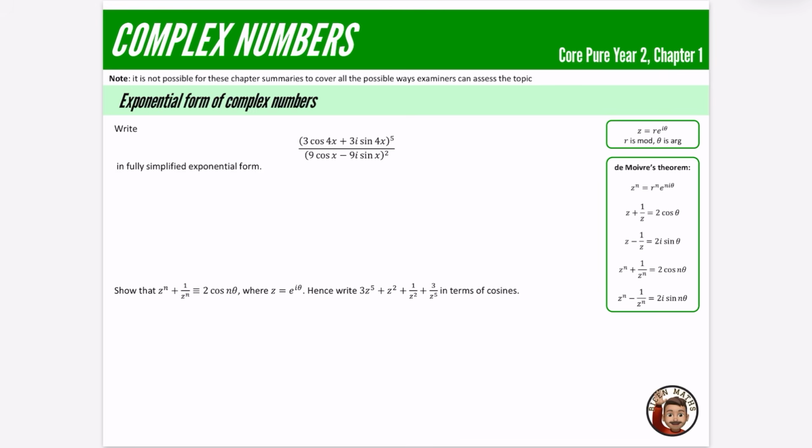So we're going to start off by having a look at the exponential form of complex numbers. We've obviously already looked at these trig forms in year 1, but we refresh them a little bit here. And then we're going to look at some things to do with De Moivre's theorem as well.